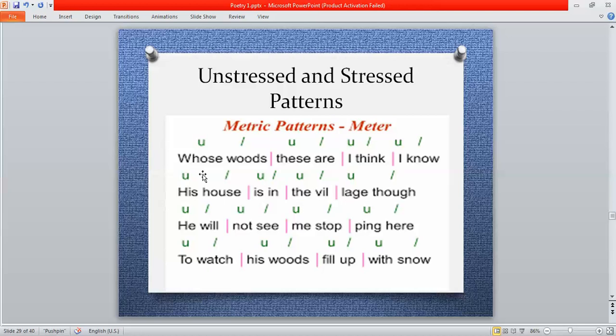The same with these are. This is the demonstrative pronoun, اسم إشارة. So it will be unstressed, while are is the basic verb of the sentence, so it will be stressed. I think. I is a personal pronoun, so it's unaccented, while think is the main verb, so it's accented. I know is the same. I is a personal pronoun, so it's unaccented, while know is a main verb, so it's accented.